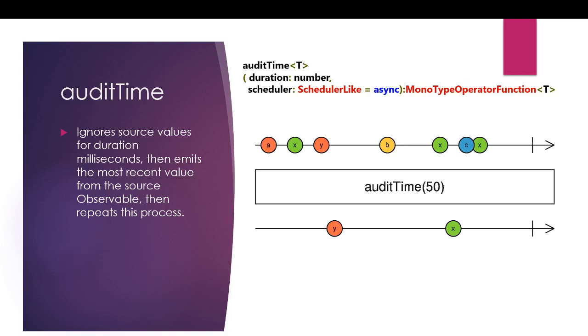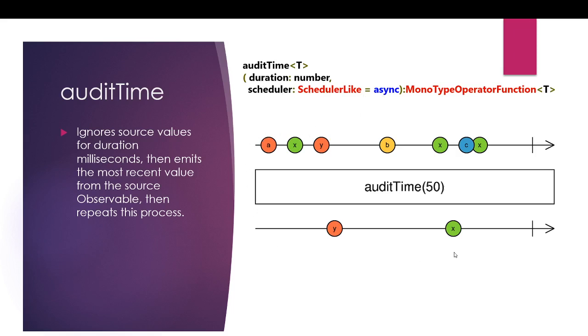Hey guys, today we're going to work on the auditTime operator of RxJS. As its name suggests, it audits the values for a certain duration, and after that duration, whatever the most recent value emitted by my source observable is, it emits as my result observable. The syntax is auditTime, then the duration, which is always in milliseconds, and you can specify the scheduler. The default is async; you can specify the queue scheduler, the asap scheduler, or any other scheduler you want, but normally we don't need this in most cases.